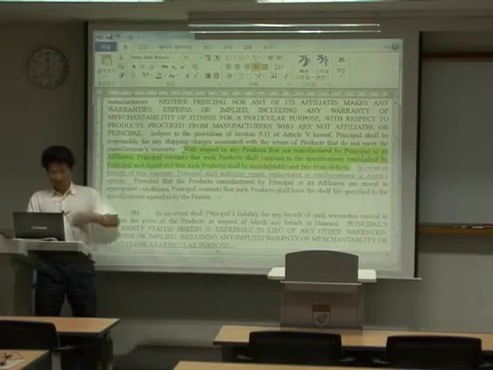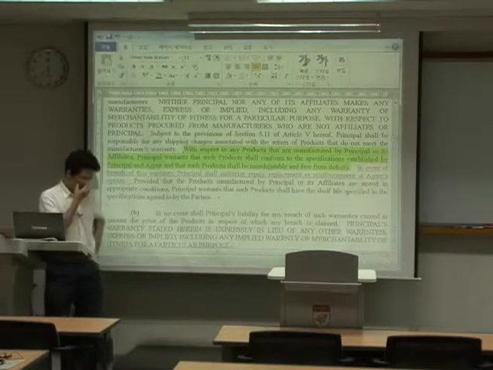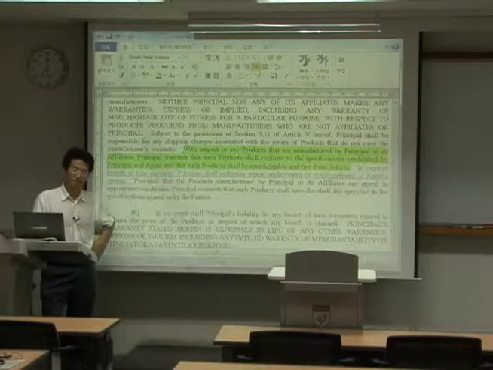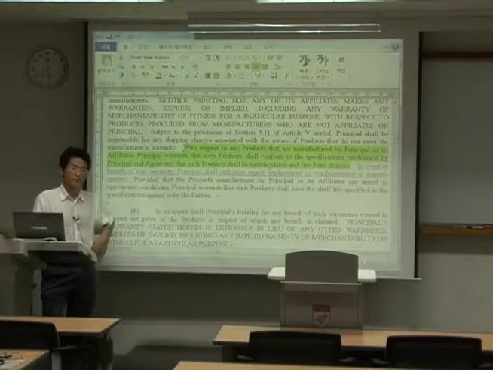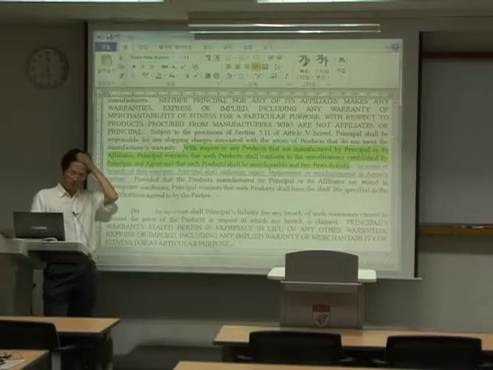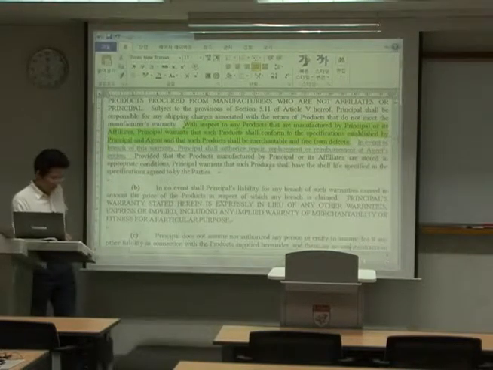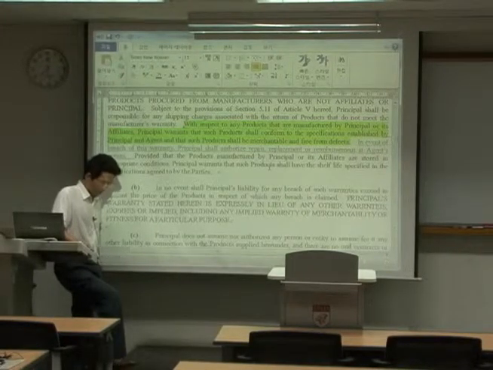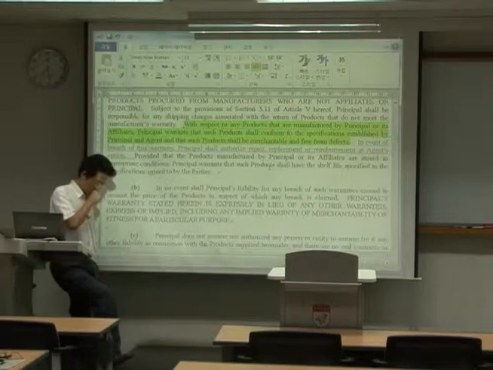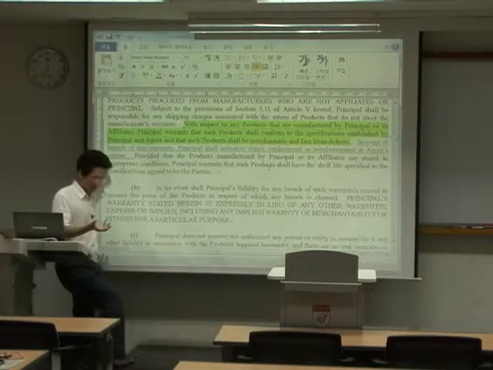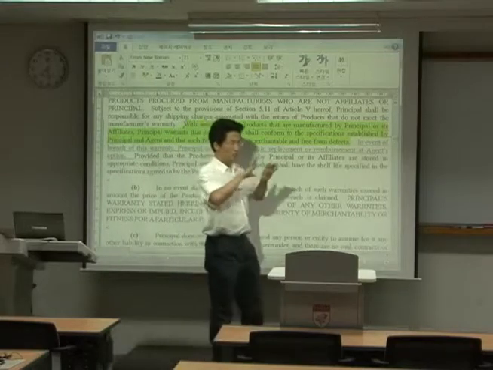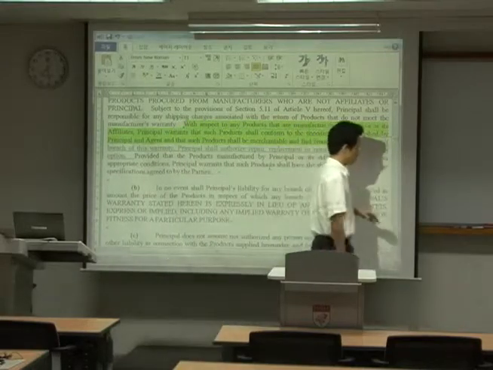Well, what if there is a defect and the defect causes injury to others? What happens there? Let's say the product has a defect. Will the principal be responsible for that product liability? Yes, principal will be, because product liability is a law. It's not a contract. It applies to everybody. So principal will be responsible.